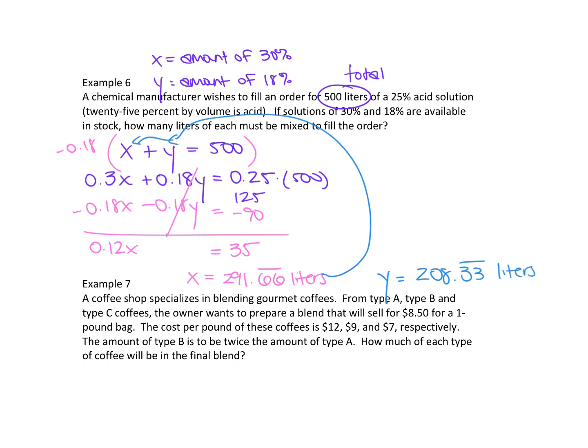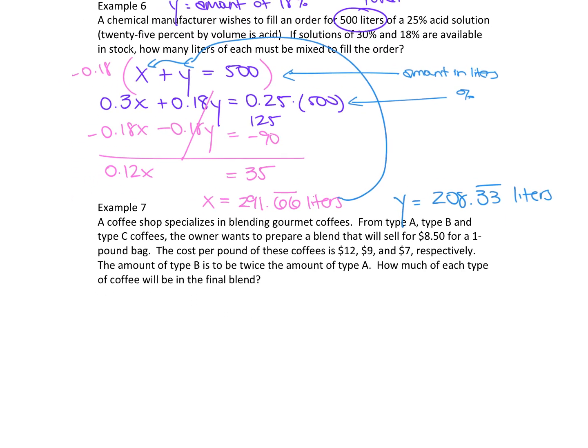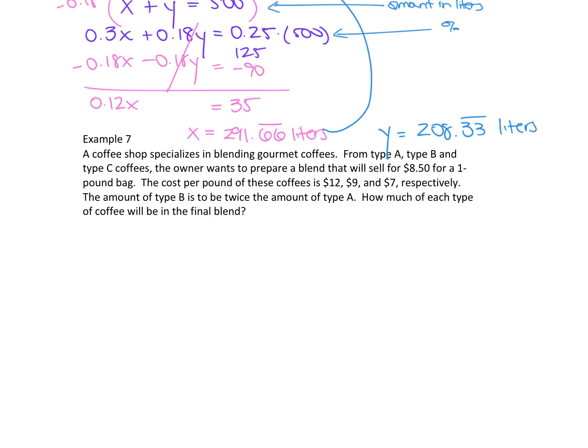So in that one, you always want to think about one equation being all about the amount in liters, and you also want to take an entire equation to be all about percentages. In example 7, I handle that the same way. This one you have types A, B, and C coffees. Rather than making those new variables, I'm just going to say A, B, and C are my variables.